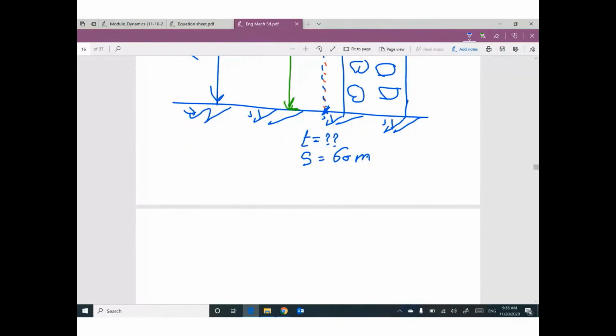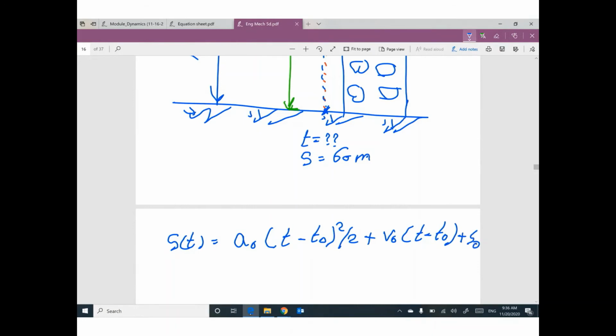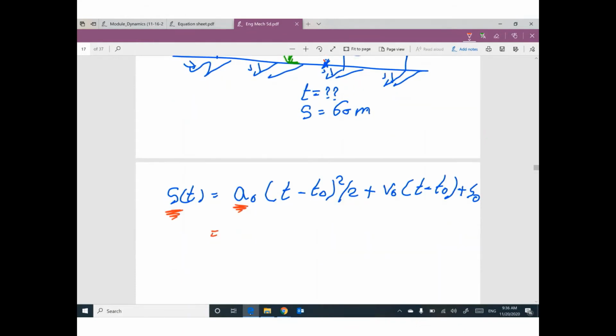So s equals a times (t minus t naught) squared divided by two, plus v naught times (t minus t naught), plus s naught. If you are talking about position or distance and acceleration, we will use this equation. Acceleration equals 9.8, 9.81 or 9.8, that's good. The final t, I'm looking for the final t. What is the final time? The initial time is zero. Initial velocity, zero. So this term will be canceled. We don't have initial velocity. Initial position, zero. We don't have initial position. We don't have initial time.